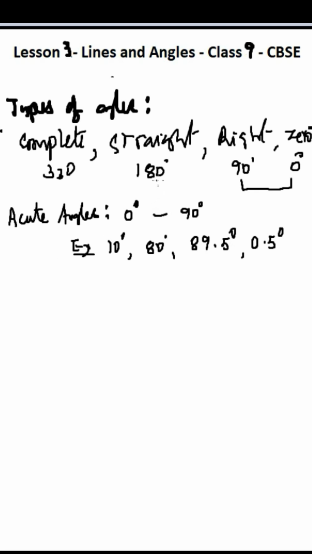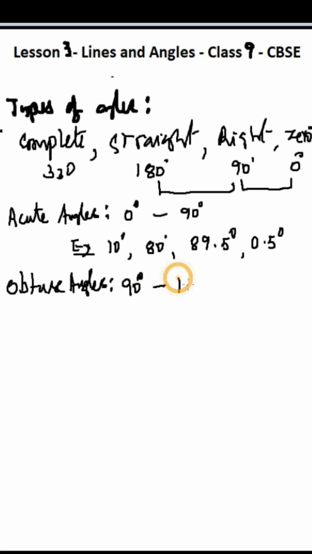Now let us go to between 90 and 180 degrees. They are called obtuse angles. Obtuse angles lie between 90 degrees and 180 degrees, above 90 degrees. For example, you can have 100 degrees, 91 degrees, 179 degrees. All of these are called obtuse angles.